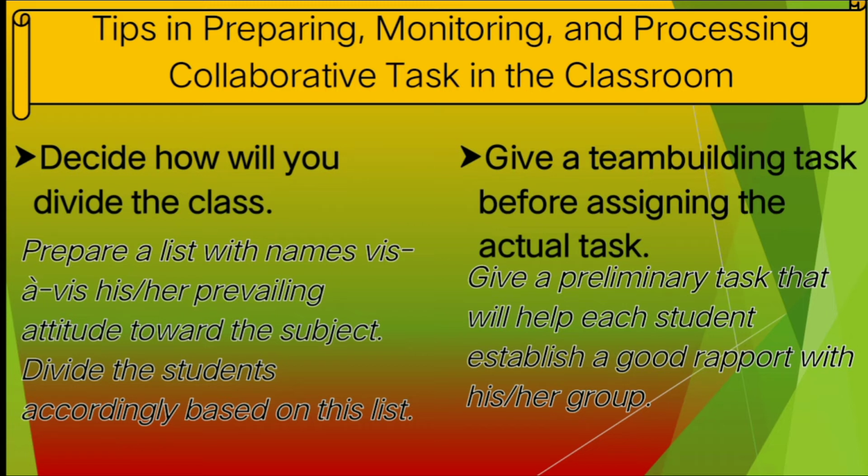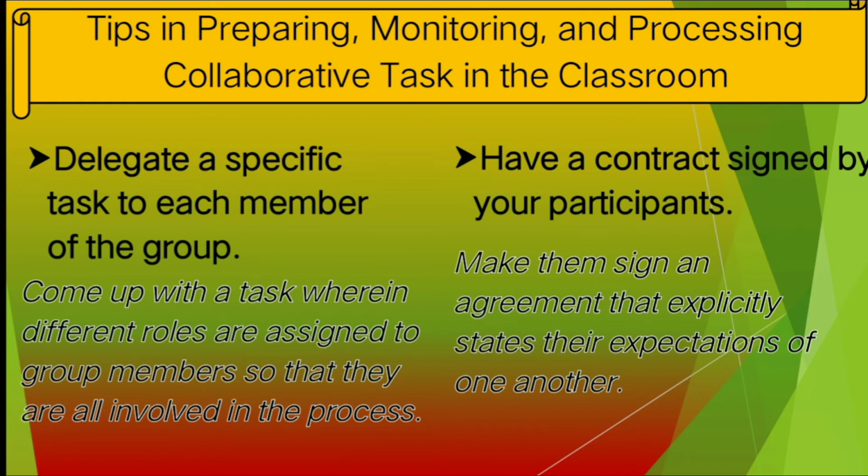The fourth tip is to give a team building task before assigning the actual task. So you will give a preliminary task that will help each student establish a good rapport with his or her group. These primary activities should be designed in such a way that positive relationship will be built, a mutual respect between and among members.